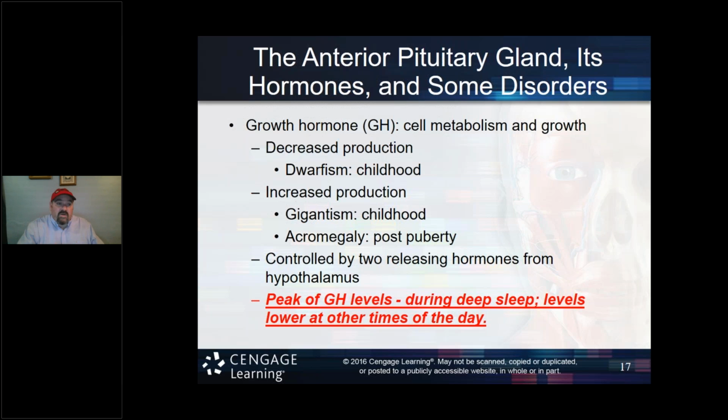This is once the growth in height stops at puberty, post-puberty, but there's still growth taking place because there's still growth hormone being released. These are other areas of the body that can still increase in size, such as hands, feet, and skull bones, okay? The peak of growth hormone levels is during deep sleep. Quite interesting, right? It could be a possible reason why those that are developing at puberty seem to sleep longer during certain periods where they're going through a growth spurt. Levels are lower at other times of the day.